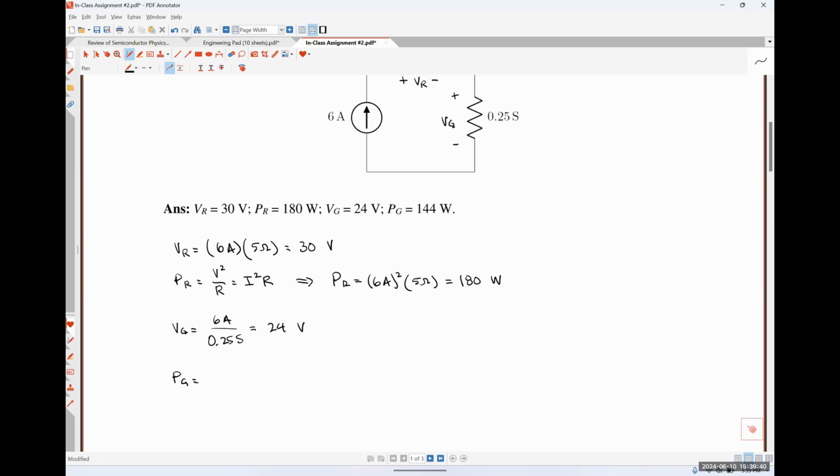For our conductance, the power is going to look like V squared G or I squared over G. So PG would be 6 amps squared divided by 0.25 Siemens. So 36 divided by 0.25 gives me 144 watts. Just as a very quick aside, how much power does the 6 amp source have to be supplying?